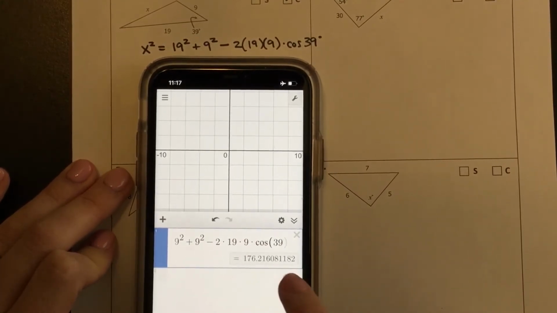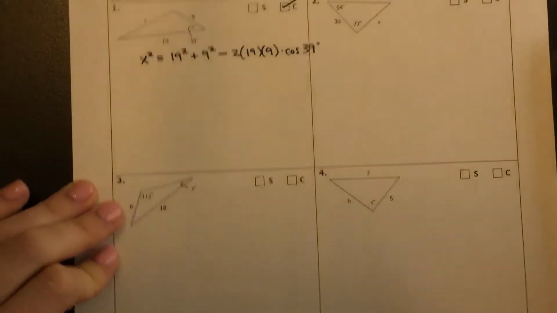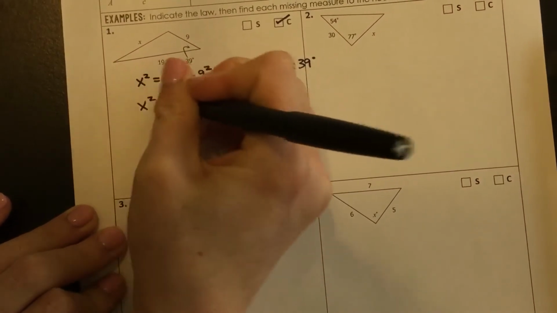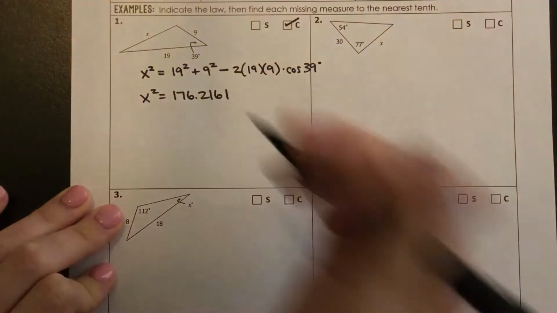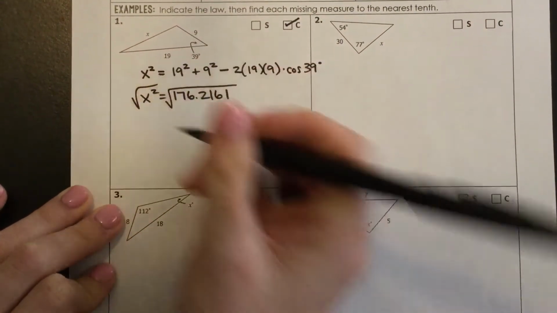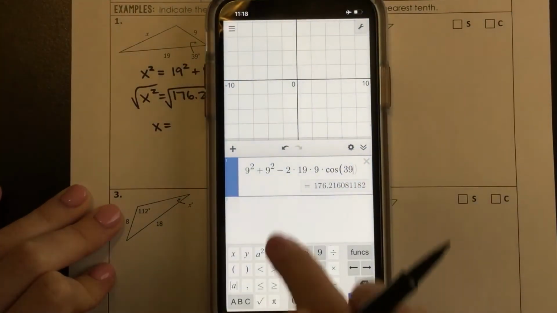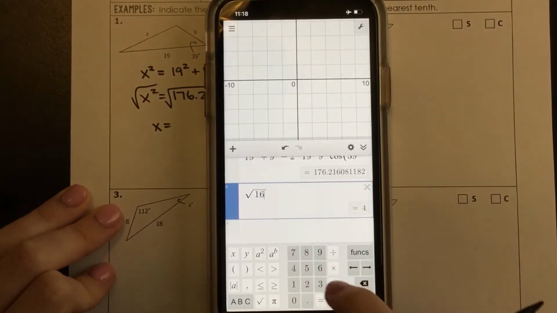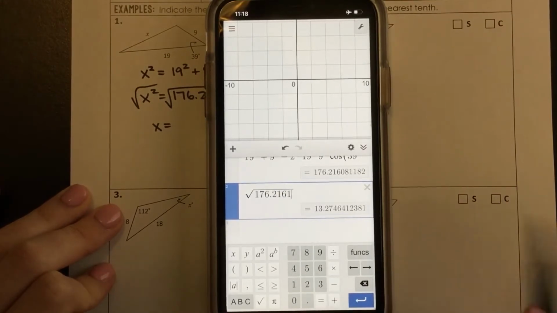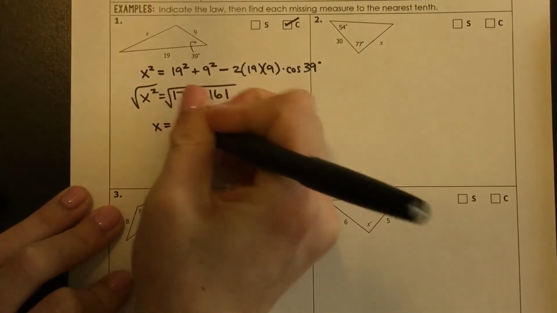Write down a bunch of decimals, at least 4 preferably here. So 176.2161. And then to solve for x, we take the square root. Remember, we normally do a plus or minus, but in this scenario, we only count the positive version because we know we're referring to a side length. So we take the square root of 176.2161, and rounding to the nearest tenth would be 13.3.